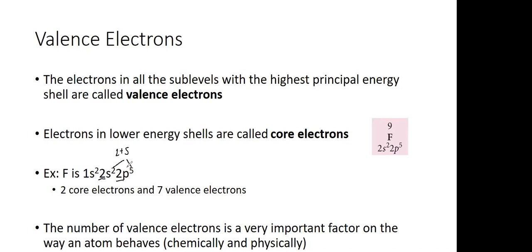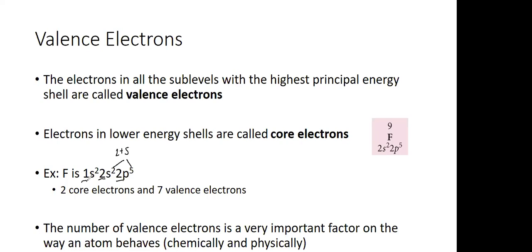If you look at the lower energy levels, in fluorine, there's only one lower energy level, and that's 1. Those are called core electrons. So fluorine has 2 core electrons, that is, 2 electrons in the lower energy level. And when we're talking about chemistry, and just properties of elements and the way that elements behave, it's really all due to these valence electrons.